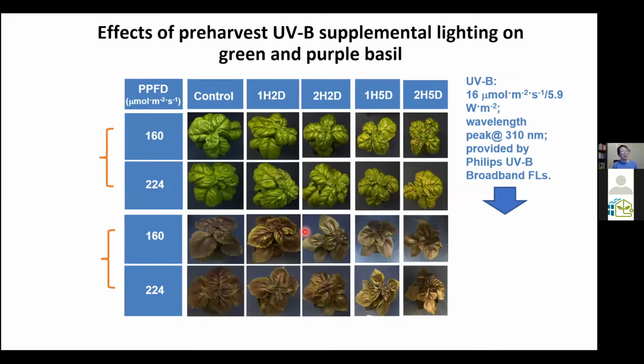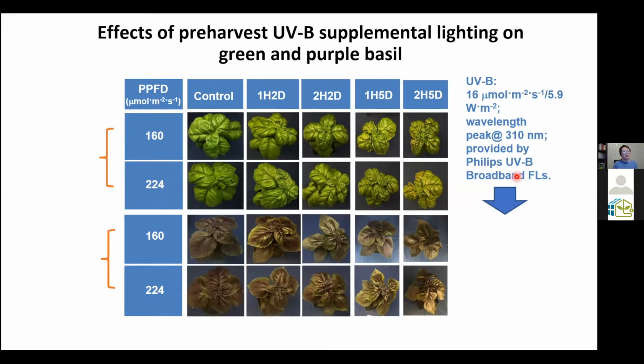So we conducted studies in indoor growth chambers using basil. And we have two cultivars, green basil and purple basil. And we have two light intensities, 160, which is below the optimal, and then 224, which is the optimal from our previous study for sweet basil.